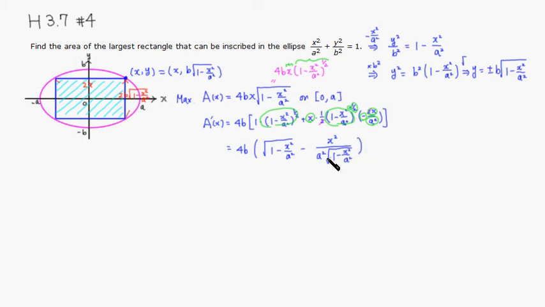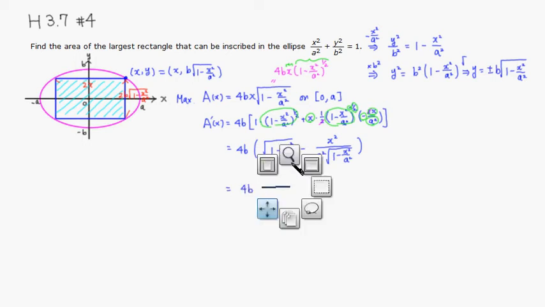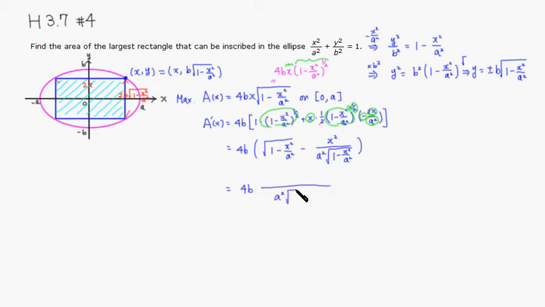So we can take the common denominator. We have 4b outside. The common denominator would be a squared times the square root of 1 minus x squared over a squared. If you multiply by a squared, the square root of 1 minus x squared over a squared becomes a times the square root of a squared minus x squared. Then you have another x squared, so it's 2x squared.